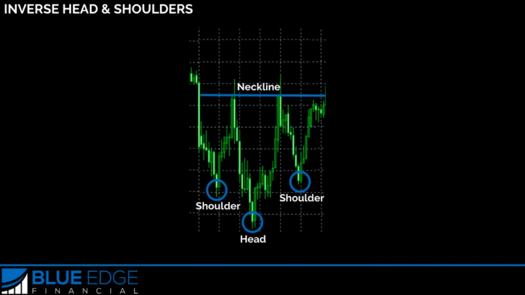Then we have the inverse head and shoulders pattern, which would be the same thing, but at the bottom of a downtrend. So of course, everything is upside down. You can see we have one shoulder here, then we have the head here that's even lower, and then we have the other shoulder here that's higher than the head. And other than that, the concepts are pretty much the same as the regular head and shoulders.